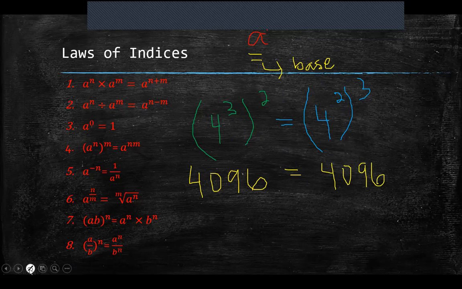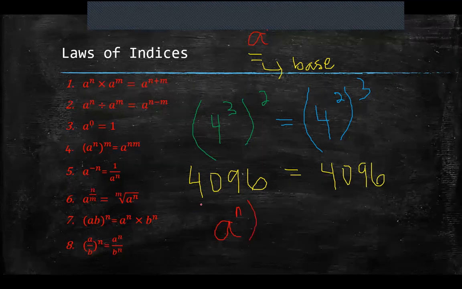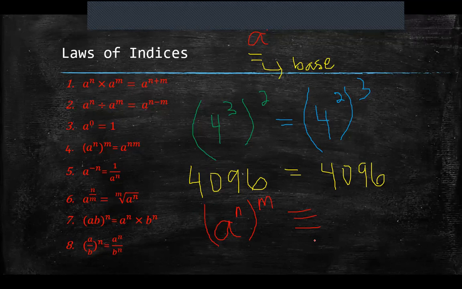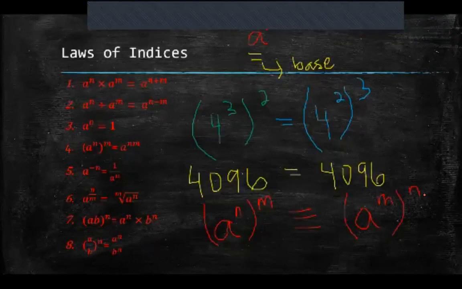So in short, what I'm trying to prove to you is that this is the rule: A to some power, so I name that N, and then this whole thing raised to the power of M, this is the same as, so this symbol means equivalent to, right? A to the power of M, and this whole thing raised to the power of N. I just switched the numbers.